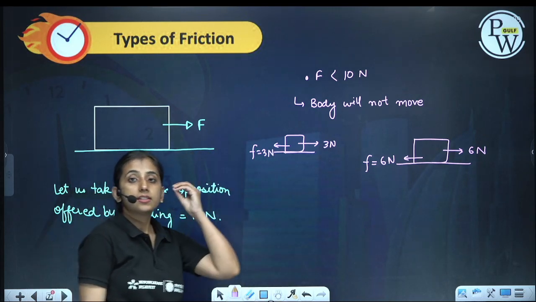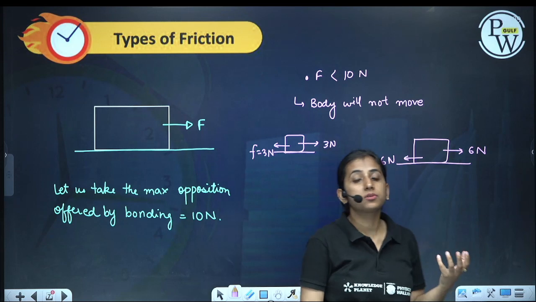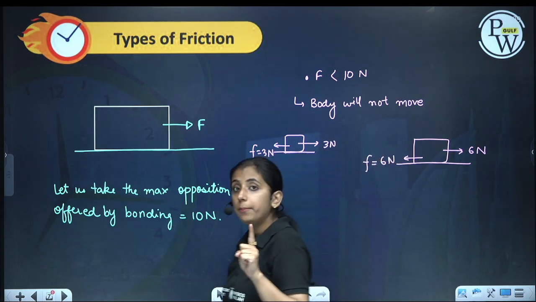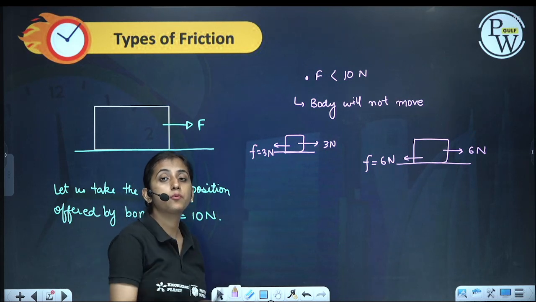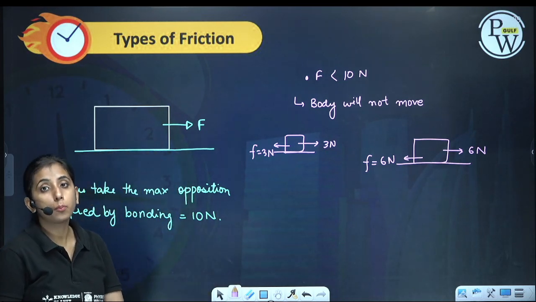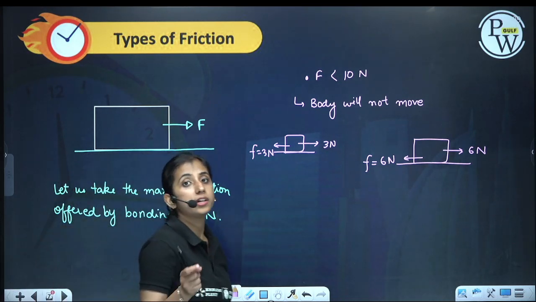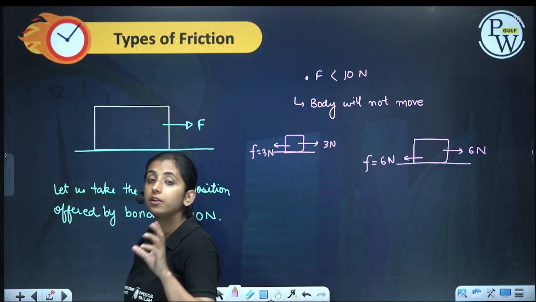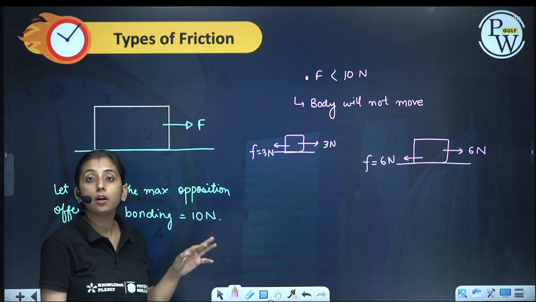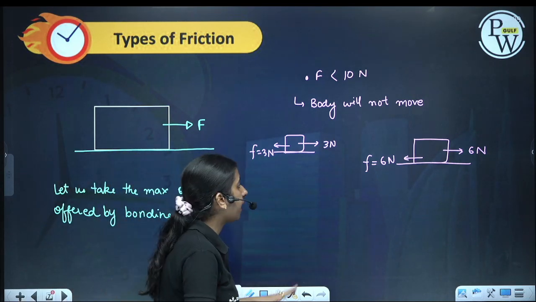Okay, see, maximum bond strength is 10 Newton. If we apply a force less than 10, the body is not moving. It means there is a force acting opposite, and in magnitude it is equal to the force we have applied. So this is one type of friction which acts when the body is at rest.